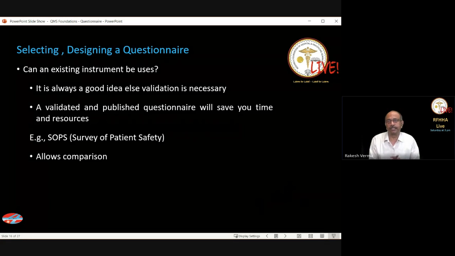Otherwise, it is always a good idea to take a questionnaire which is already available. Now, many times the questionnaires may not be available in the public domain. Many of them are available. For example, this Survey on Patient Safety is a tool that is developed by AHRQ in the US, and you can download it from their website. When you use a validated tool, it allows you to compare performance. So if you use the SOPS tool for assessing the patient safety culture in one hospital, and then you use the same tool in another hospital, then you can compare performance, or you can compare the measurement.